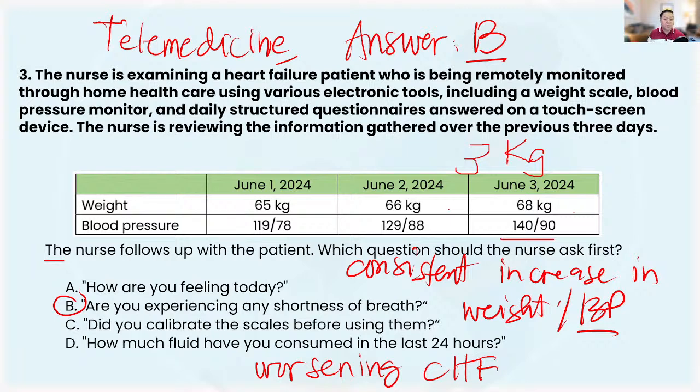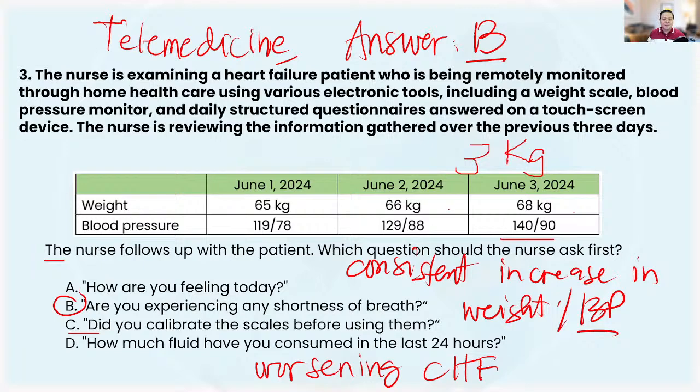Why not letter A, how are you feeling today? Well, this is a very general type of question, and it does not directly address the critical symptoms of heart failure. It may elicit more subjective findings from the patient, but again, our goal here is to urgently determine the symptoms of our patient. We really need to inquire if they are getting short of breath because of that significant change in their blood pressure and weight. Yeah, it's very generic. Now, if we had answered letter C, did you calibrate the scales before using them?